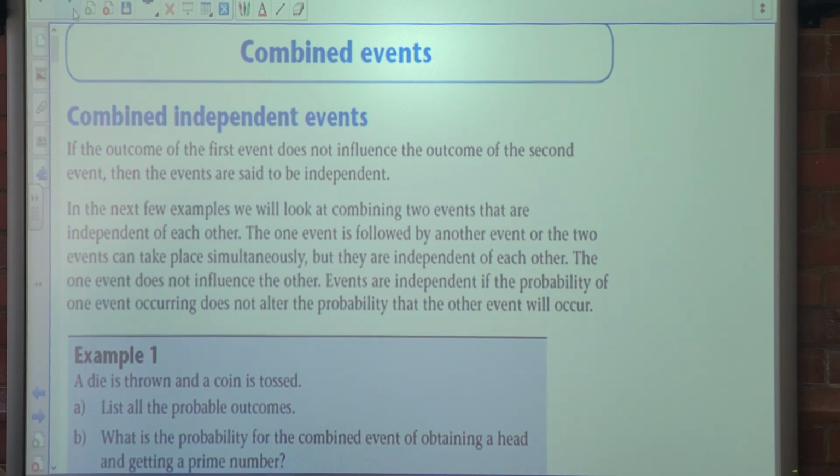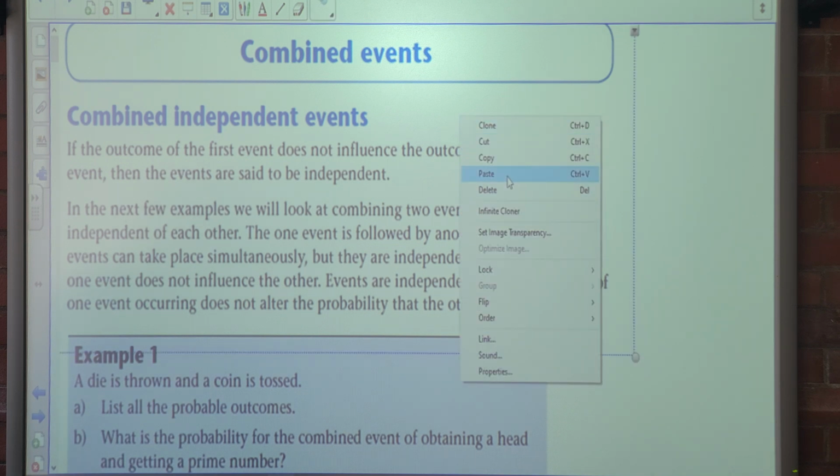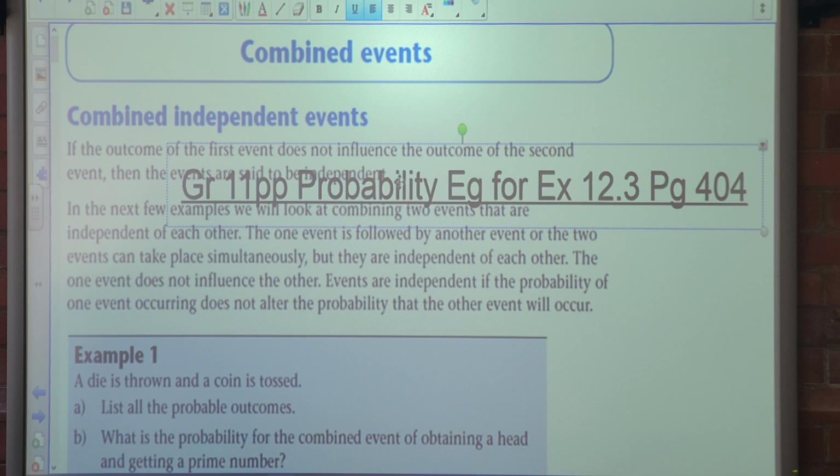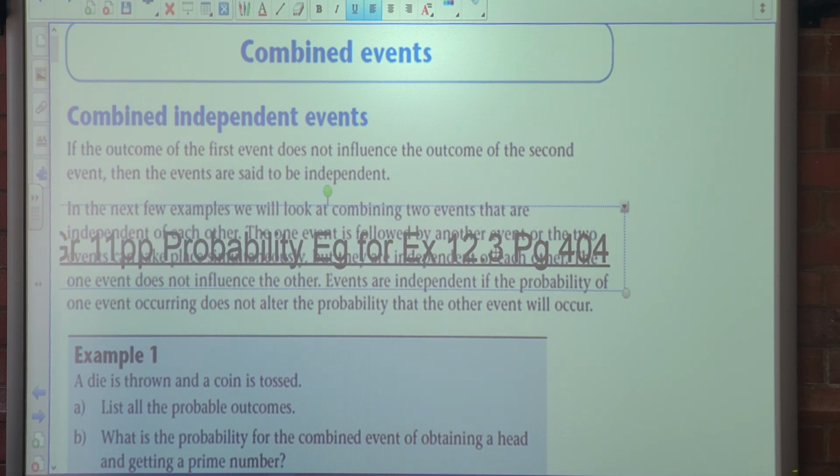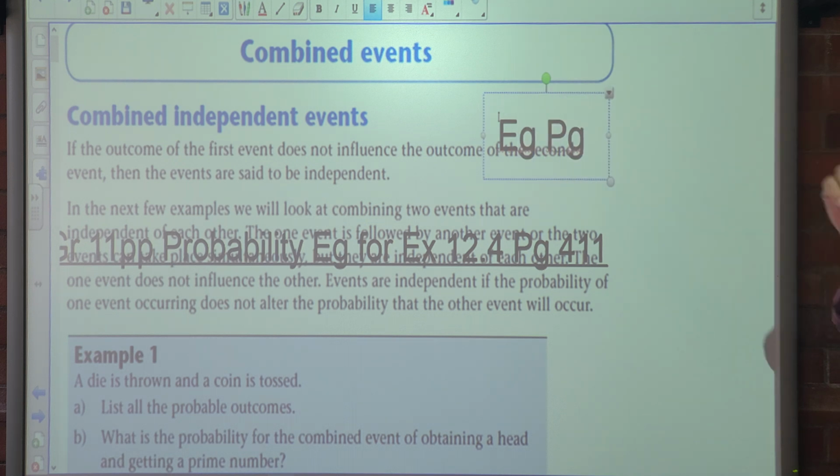Okay, so combined events. You didn't look at this yet, no? Right. That's your heading for today, combined events, which will lead into tree diagrams. This is for exercise 12.4, on page 411. However, we're reading from examples on page 406. This is our reference.